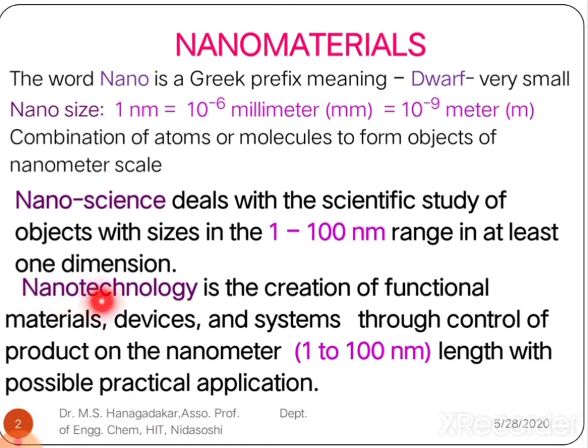Then what is nanotechnology? Engineers produce nanomaterials with the support of nanoscience. So nanotechnology is the creation of functional materials, devices and systems through control of matter in the nanometer scale, that is from 1 to 100 nanometer length, with possible practical applications.